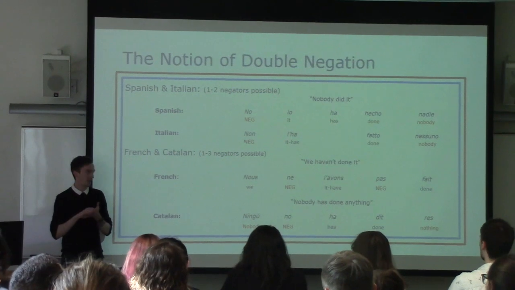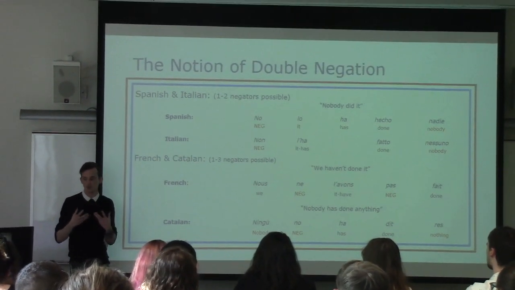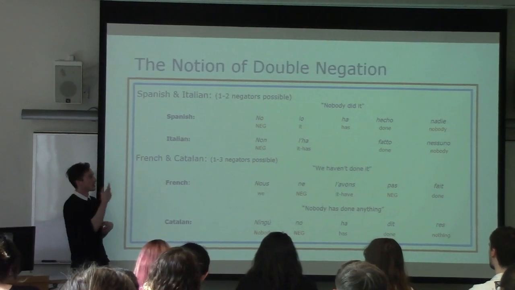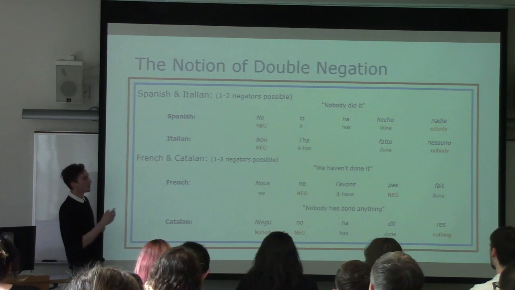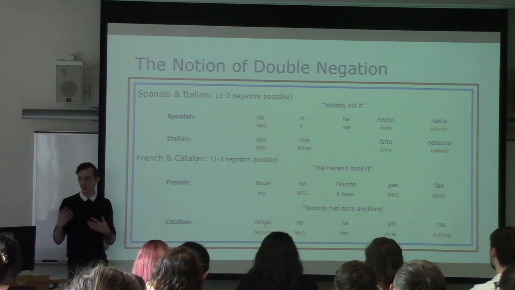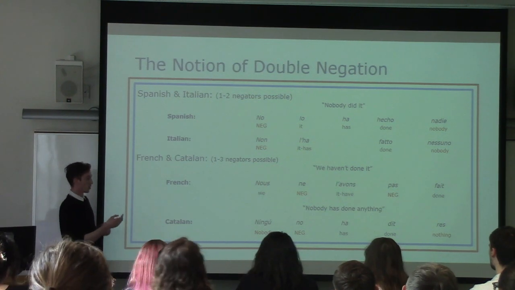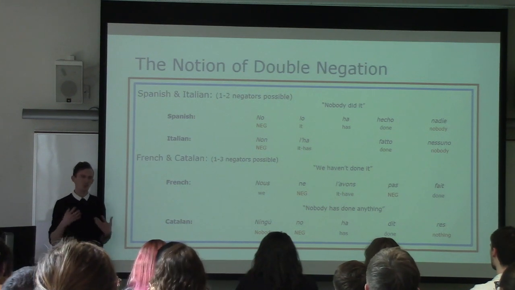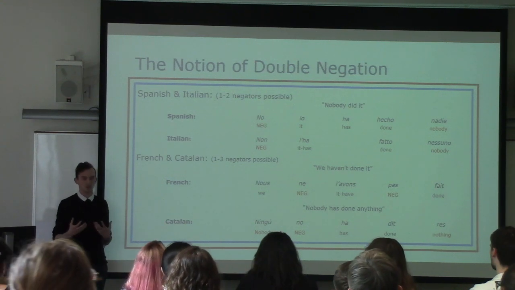In the literature, there exists a claim of double negation, or a notion of double negation. As we can see in Spanish and Italian, there's an expression of a preverbal negation marker, glossed here in red as neg, with a second negative element, glossed as nobody. Similarly, in French and Catalan, we see the preverbal negation marker, neg again, with a second, or in Catalan, even a third negative element in the phrase. So minimally, it does seem that the Romance languages can express double negation.